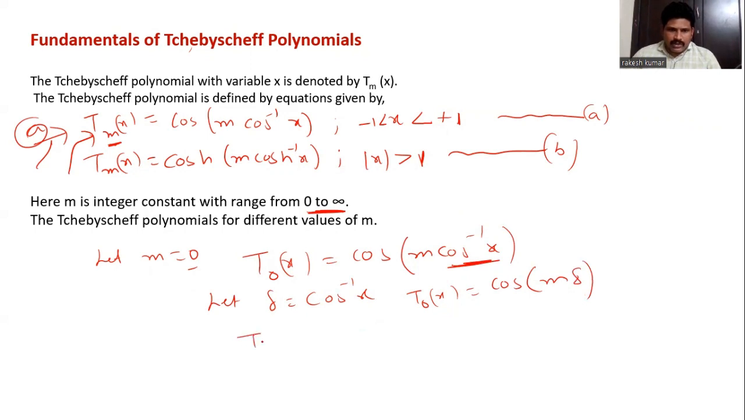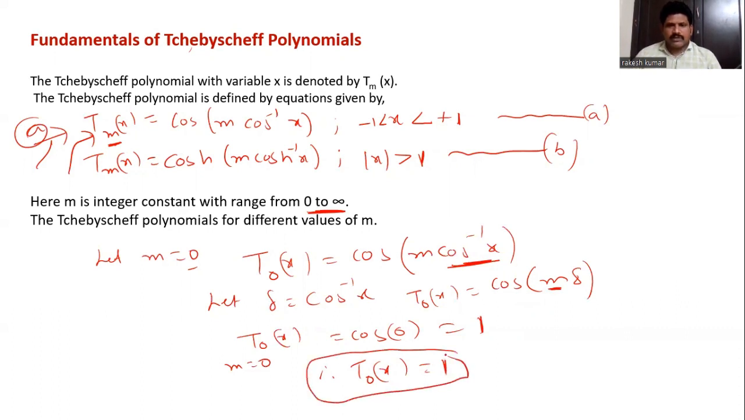Here what is the value of m? m is equal to 0, so T0 of x is equal to cos 0. What is the value of cos 0? It is 1. So T0 of x is equal to 1. Now let us go for m is equal to 1.